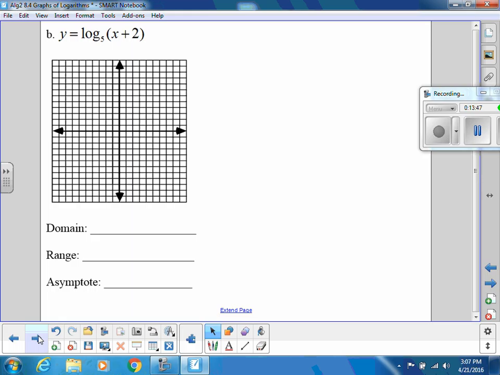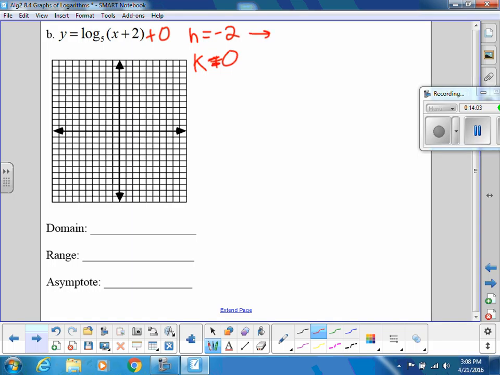Log base 5 of x plus 2. So again, my base is 5, and this time my h is -2, and my k value is 0. It's like I added nothing. So this means that it's going to shift to the left 2. Okay, I know it's to the left. It's opposite of that +2. So -2 means left 2. And it's not going to shift up and down because k is 0.